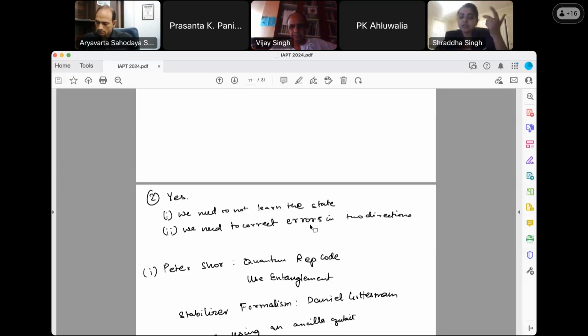Like I said, even though Pauli Y occurs independently, if you can correct for Pauli X and Pauli Z errors, then you can correct for Pauli Y also, because Pauli Y is just a product of Pauli X and Pauli Z. So you need to be able to correct for these two types of errors, in contrast to just correcting one type of error in the case of classical computation.